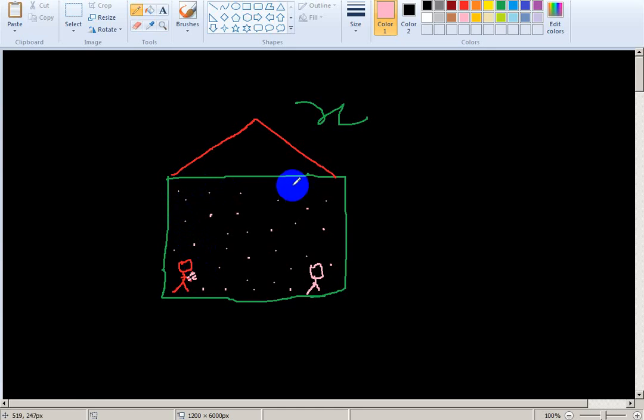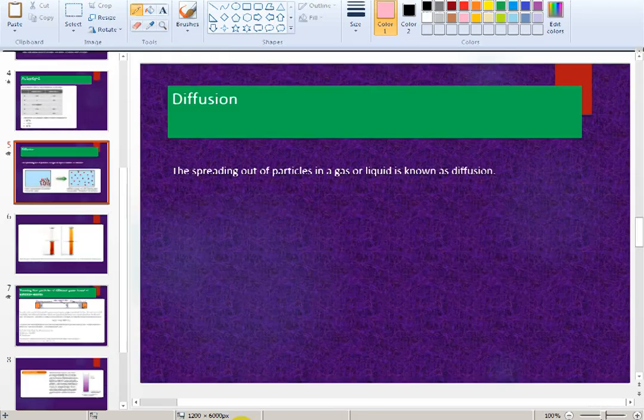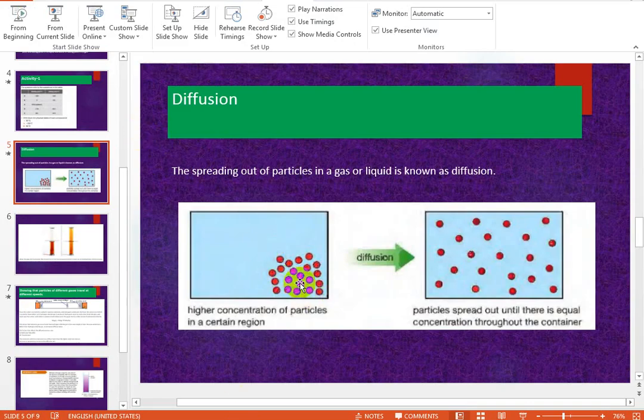Throughout the room, even outside. So this process is called diffusion. Diffusion occurs in liquids and gases. The particles move from a region of higher concentration to a region of lower concentration.